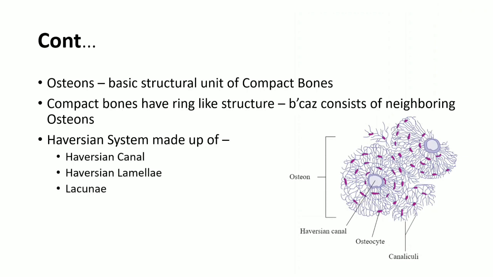These osteons are the basic structural unit of compact bone. An osteon looks like a ring-like structure because it is surrounded by neighboring osteons. It is like the rings you can see in a tree. In the same way, in compact bone you can see the ring-like structure, and it is made up of osteons. This Haversian system is made up of the Haversian canal, Haversian lamellae, and lacunae.